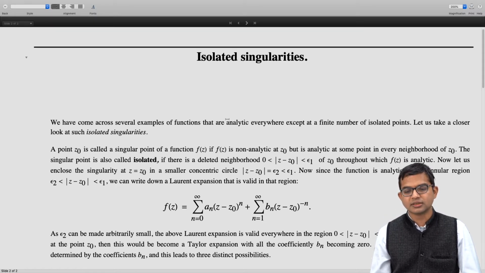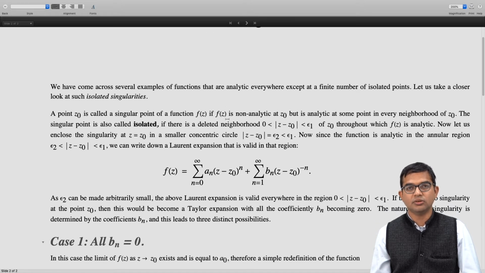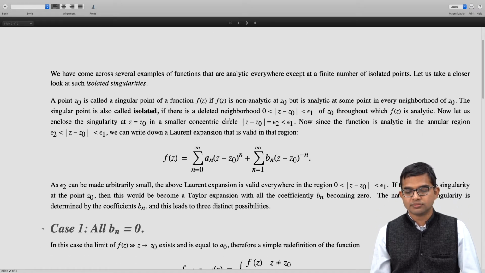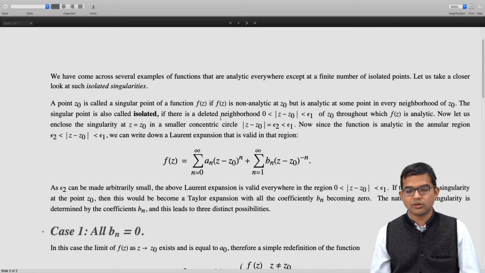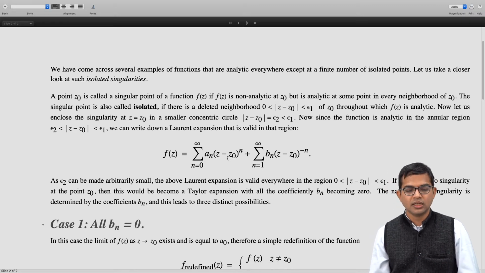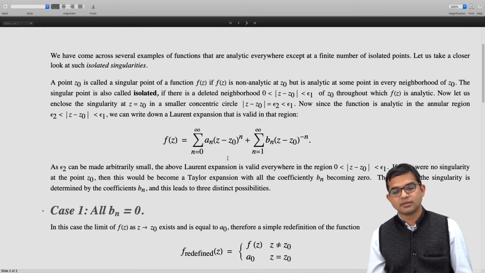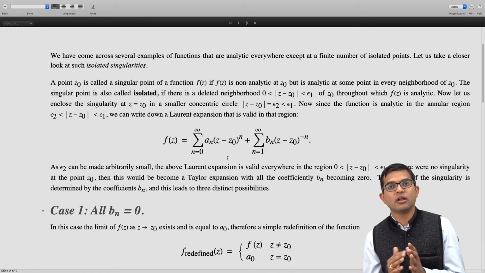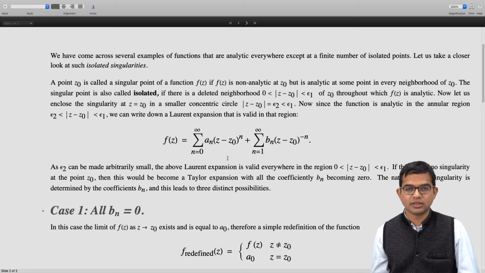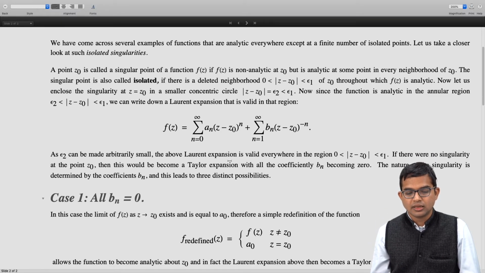Now, the first of these cases is something we have already encountered, which is when all these Bn are 0. Then you basically have a scenario where only the An exists, and so it's like a Taylor series expansion, except that there is a small subtlety involved here, which is that the function may not be defined at this point. So you still have a singularity, but it's what is called a removable singularity.